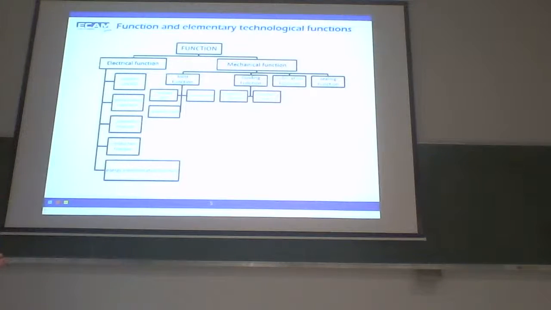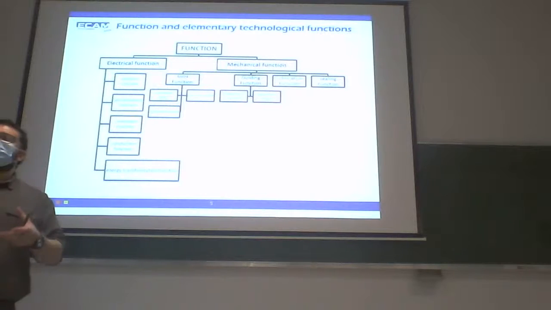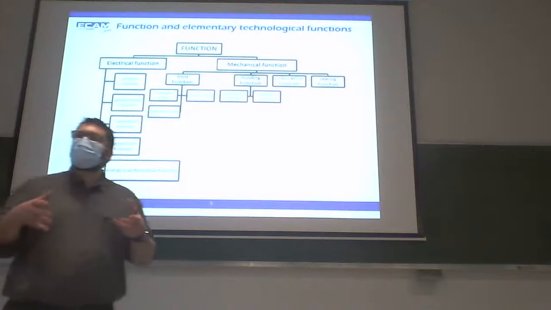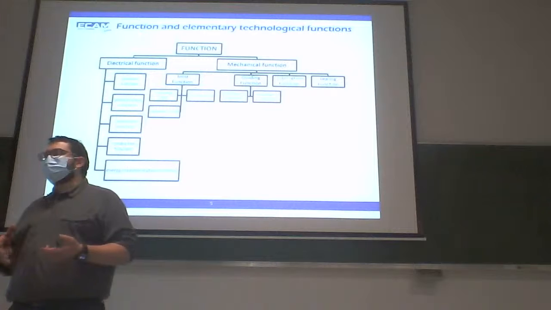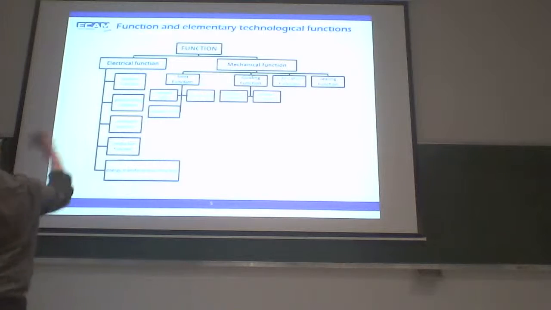The main function of mechanical design is to connect different parts, to realize joints between the different parts. So first function, joint function.